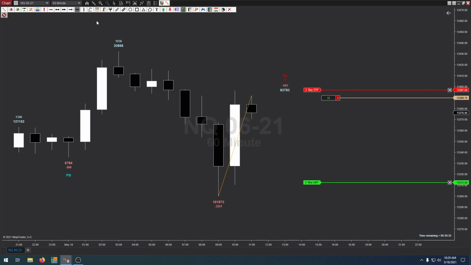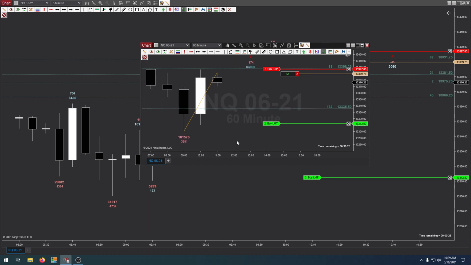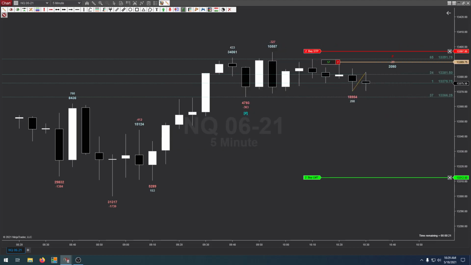This is a lot longer trade than I was planning on. There's just no supply here. But yes, I believe if we can get through, if we can close below this level right here.